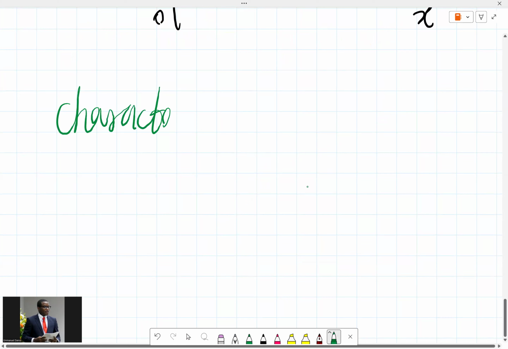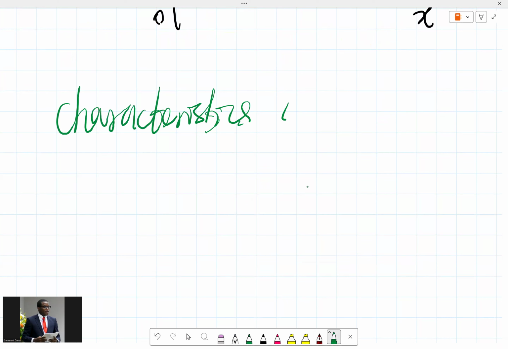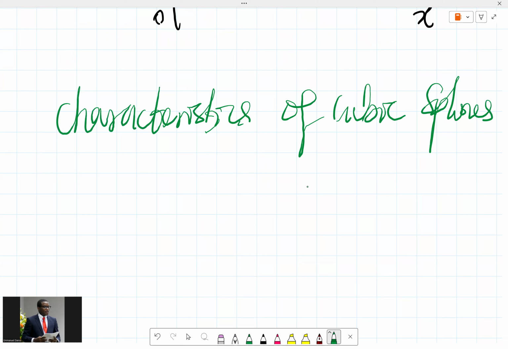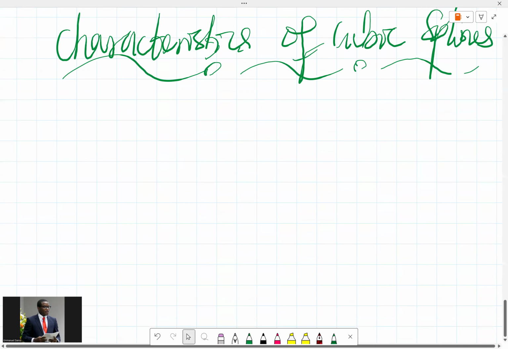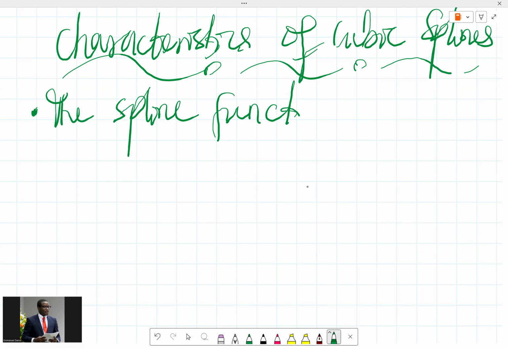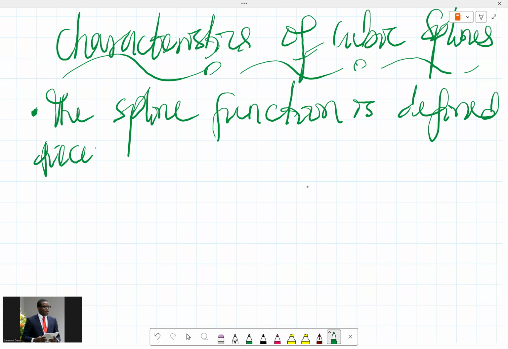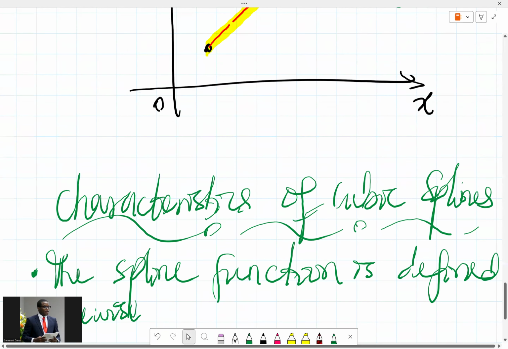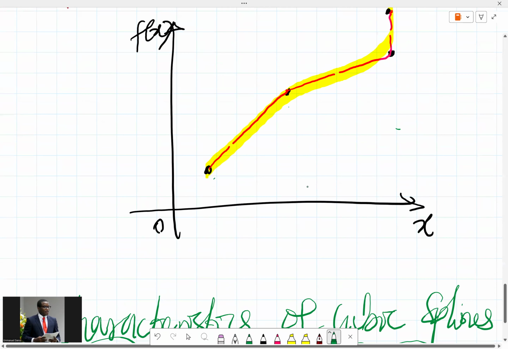Characteristics of cubic splines. So the smoothness is such a big deal, right? Characteristics of cubic splines. First of all, the spline function is defined piecewise. What the piecewise thing is, what I just told you, is that between points, like between this point and this point, you have a cubic expression.